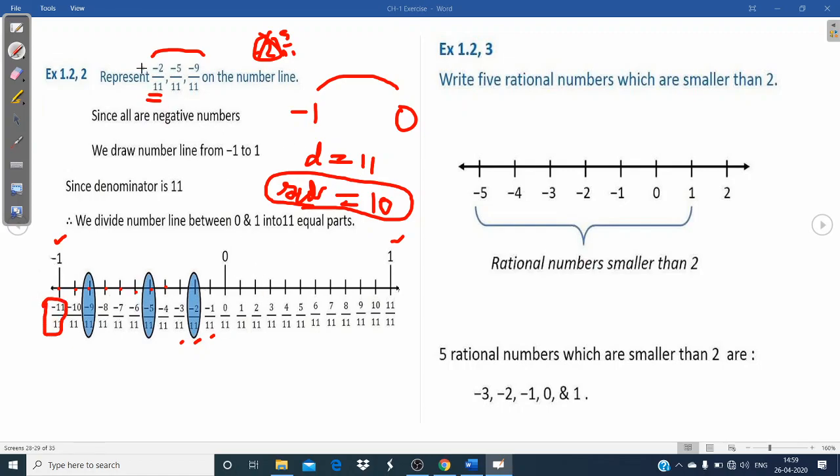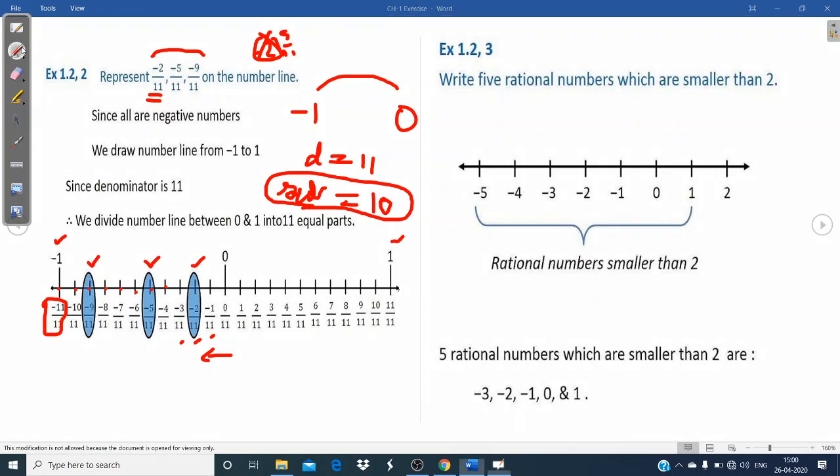So now you have to mark -2/11. Again I'm repeating, you have to start numbering just after the 0 from the left-hand side. Don't start numbering from here; that will be absolutely wrong. So -1/11, -2/11, that is your first representation. Then next is -5/11: after -2, -3, -4, this is your -5. Then after -5, -6, -7, -8, -9/11. And you can encircle like this.